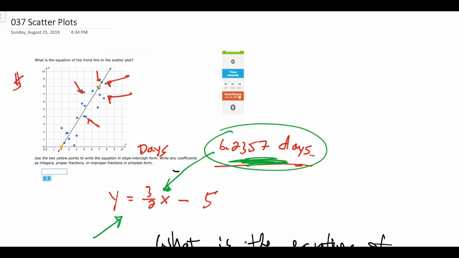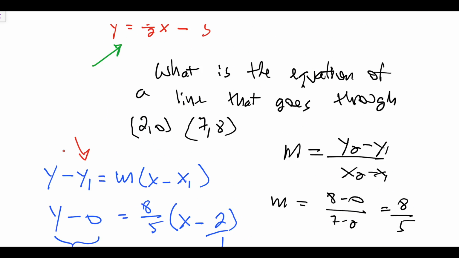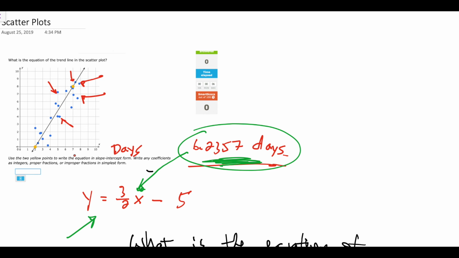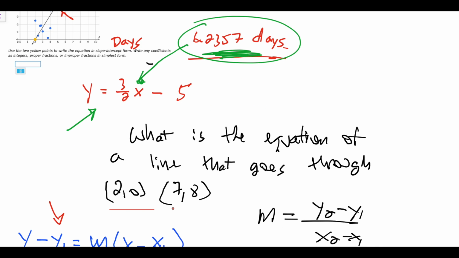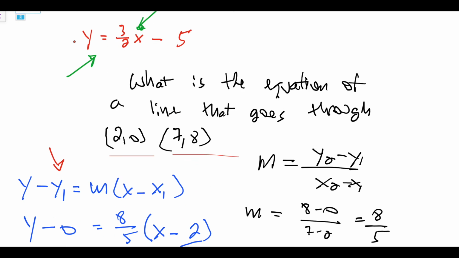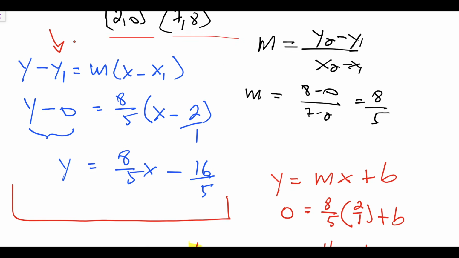You understand how to do this problem? No. We just did it. So it says use the 2 yellow points. This point right here is 2, 0, where did I put it? Here. Bam. And this point right here is 7, 8, which is this one here. Bam. Those 2 points we can use because they actually exist. They're not data points, they're actually points on the line of best fit. So we went from there and we got a linear equation.